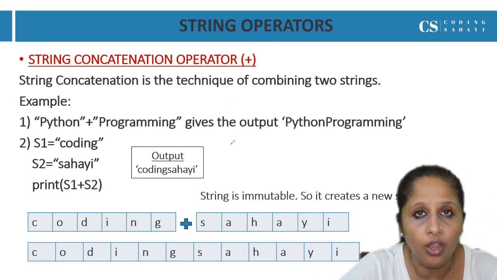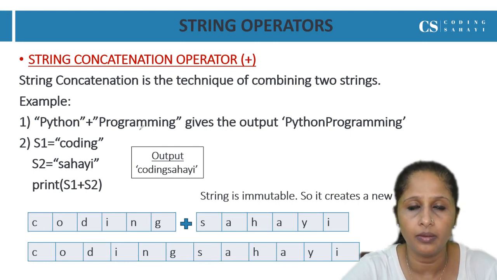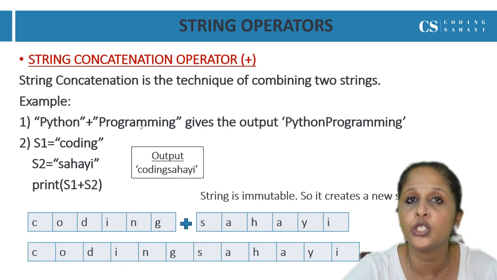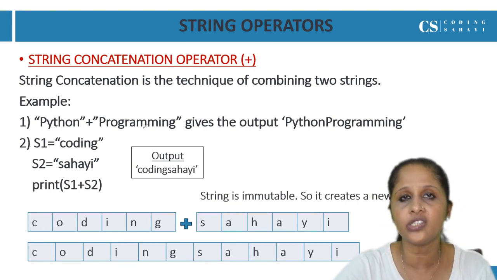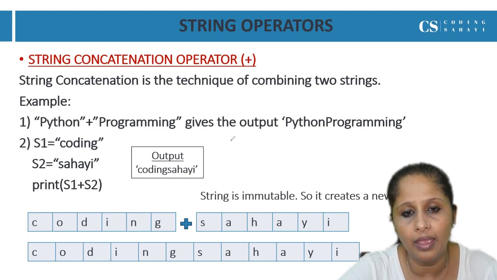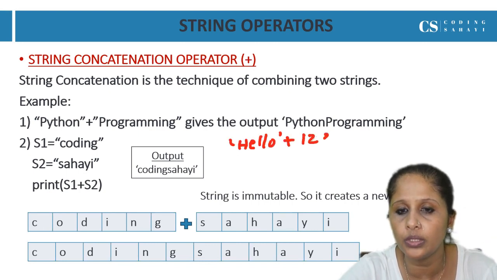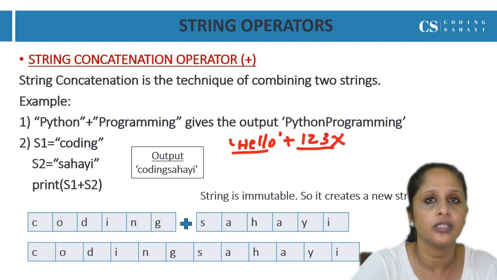When you are doing a concatenation operation, the operands before and after the plus symbol should be strings. One string with an integer or one string with a float is not possible. That is, if you have hello plus 123, this is not possible. Okay, so let's do the next string operator.